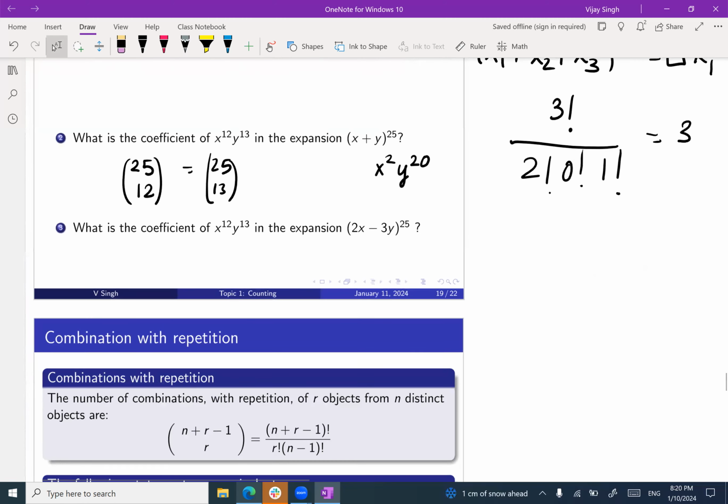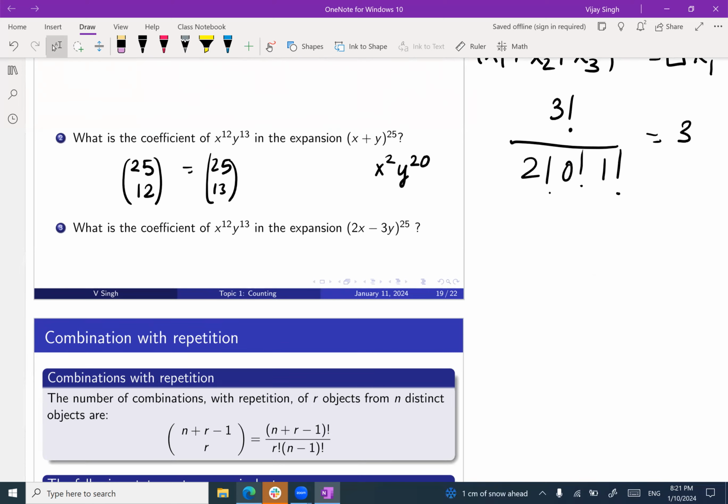So this now, what is the coefficient of x to the power 12, y to the power 13 in 2x minus 3y to the power 25? How do we do this problem? So again, the story is same. The question we should ask ourselves, are we going to choose x or y? Can you make a choice for me? X. Okay. Well, x was loud, so let's choose that.